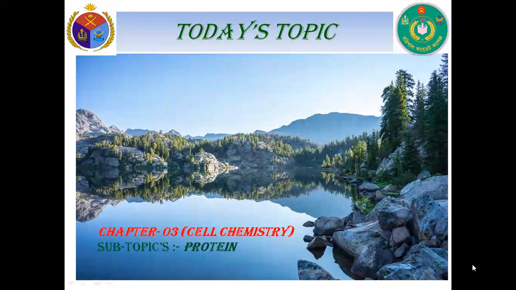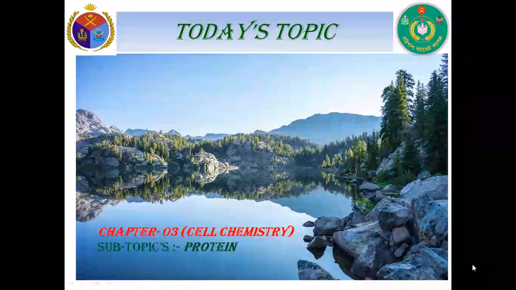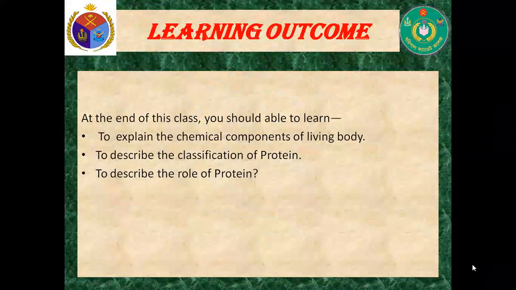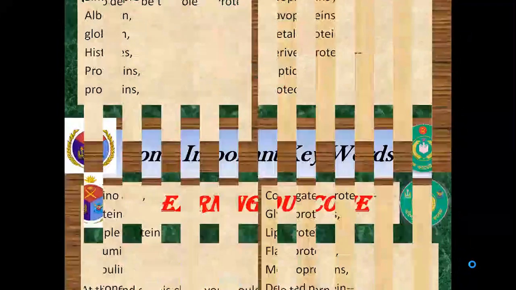Our today's topic is cell chemistry, chapter 3. Main subtopic is protein. At the end of this class, you should be able to explain the chemical components of living body, to describe the classification of protein, and to describe the role of protein in our nature.